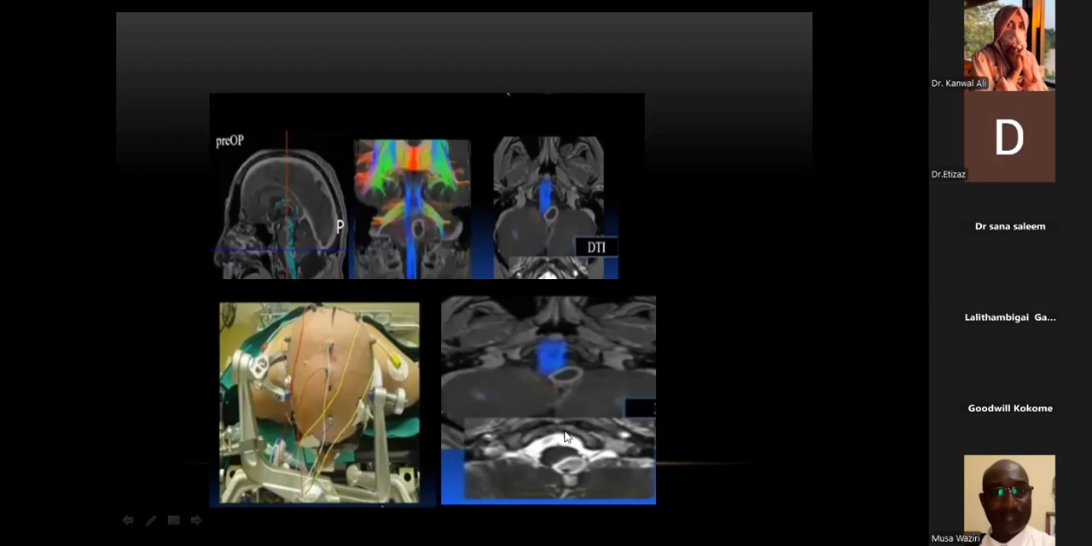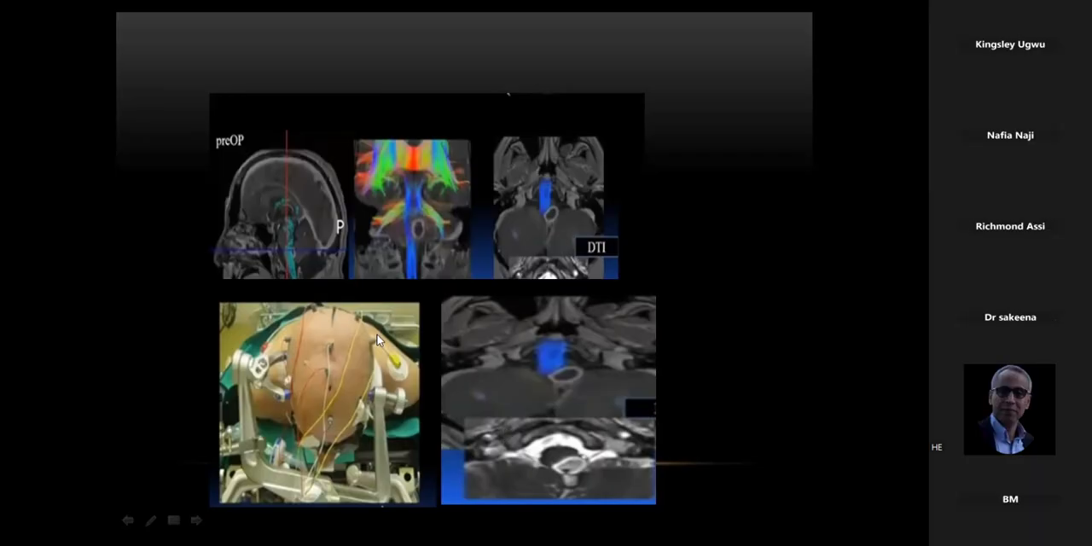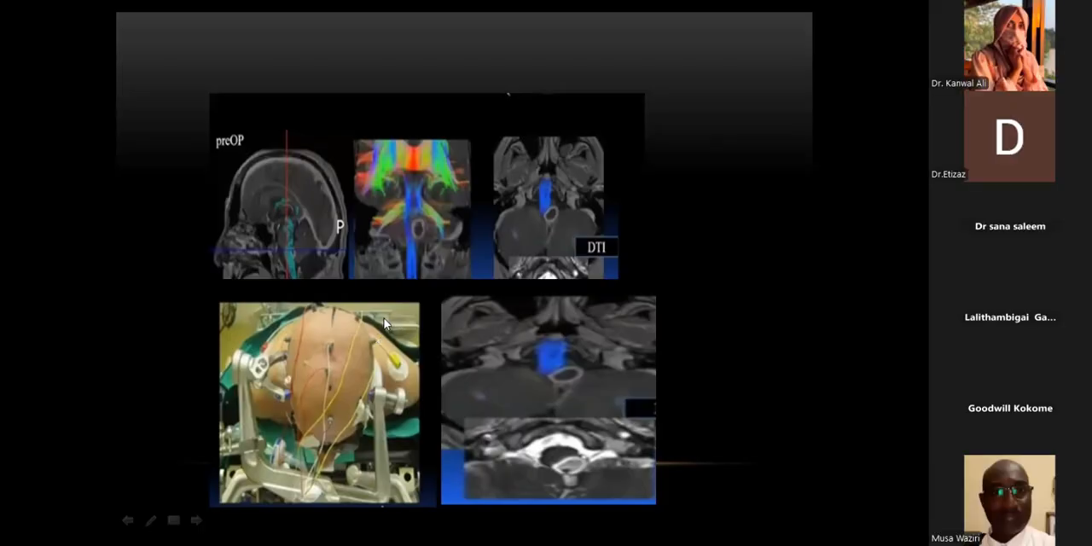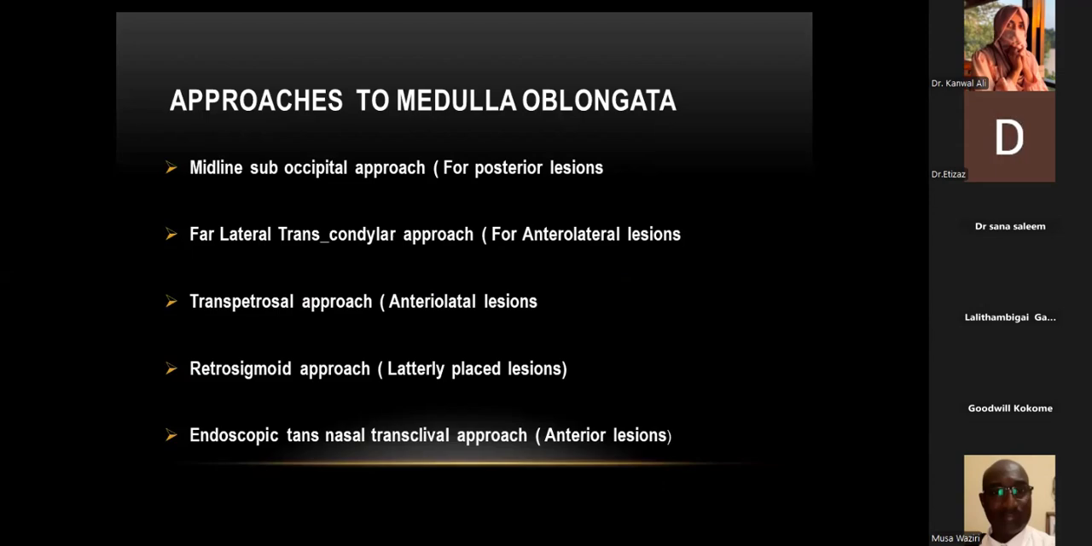So these are very important. We should go through the Fiesta MRI if available. We should go through the neuromonitoring, and if DTI and tractography are available, we should avail this opportunity because it helps a lot in the preoperative trajectory planning. So approaches to the medulla oblongata depend on what the lesion is and where the lesion actually is.